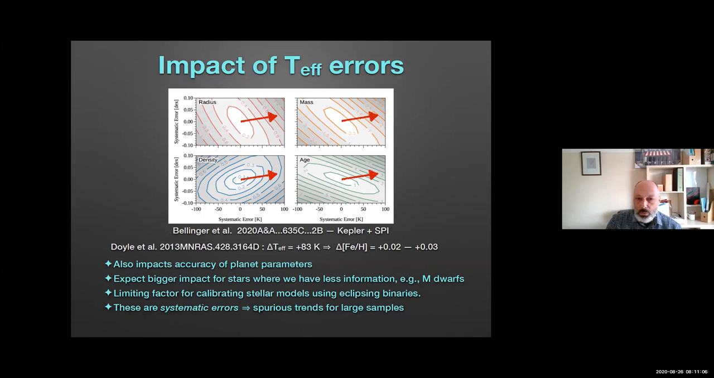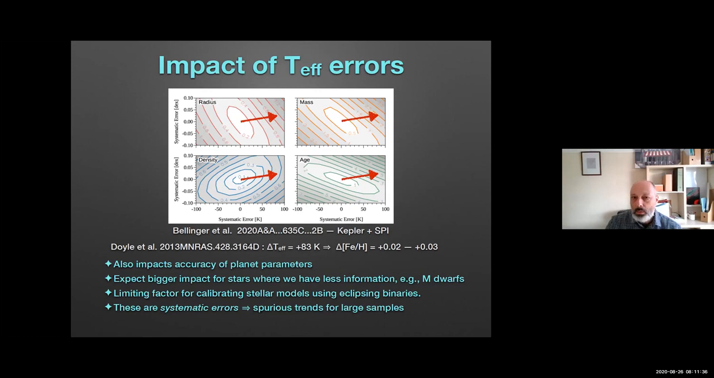So things don't look too bad here, and in fact this is the title of the Bellinger et al. paper. When you're looking at individual stars, the impact is small. It's comparable to or slightly less than the random uncertainties. Let me rephrase that: the impact of the systematic errors on Teff and metallicity here is not bigger than the random uncertainties, your precision. That's fine if you're working on a few stars.